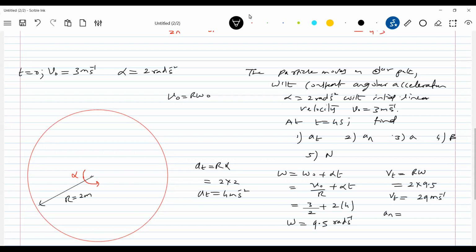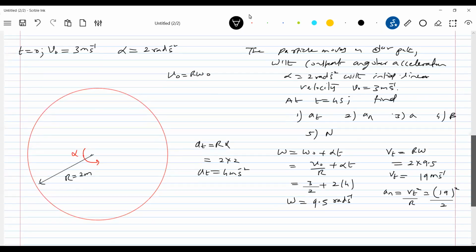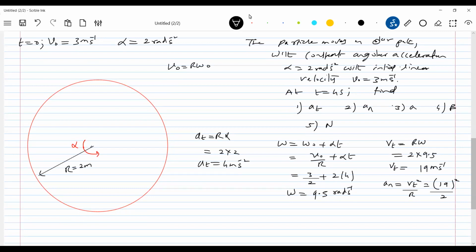Then what is A normal? You can use omega square R, or any of the formulas. So 19 whole square by R. Sir, it is 19, not 29. Yes, 19. This will be A normal. After getting this A normal, we can determine the total acceleration. What is the formula? Square root of A normal square plus A tangential square. Do we know A normal? Yes. We know A tangential.